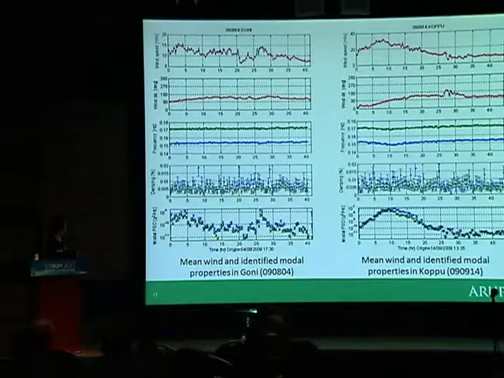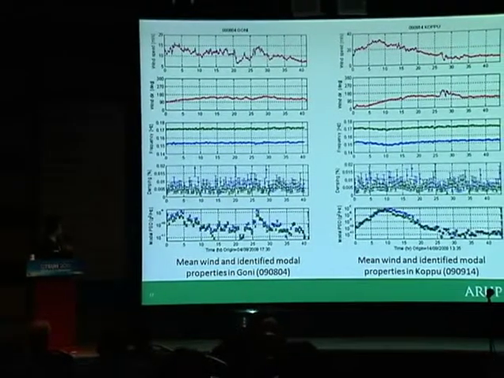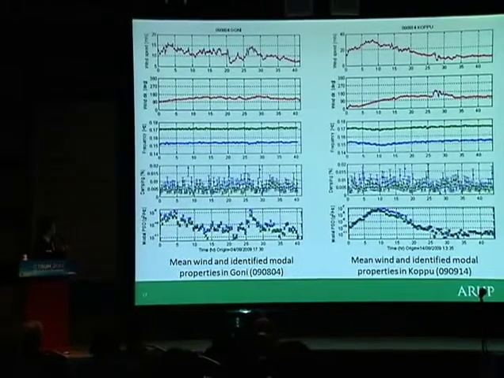This graph here is a little bit small, but it shows the two events. One is Typhoon Nuri, and one is Typhoon Hagupit. The topmost graph shows the wind speed, wind direction, and the frequency of the building. The most interesting graph is that one.